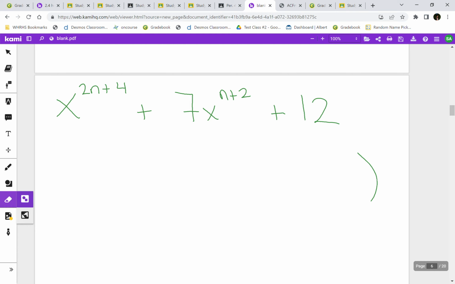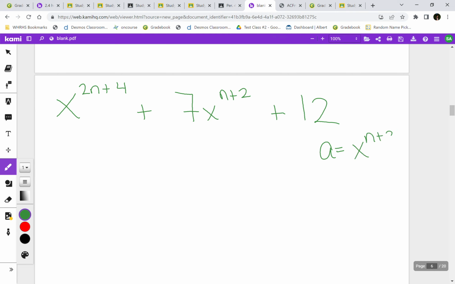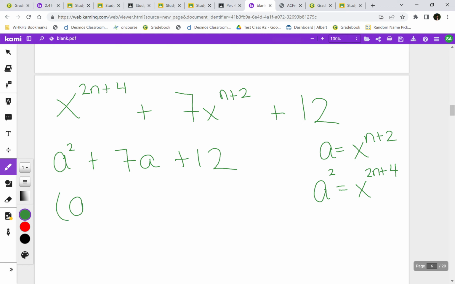So if we're using substitution, we're seeing that one exponent is double the other. So I'm going to let a equal the smaller exponent, x raised to the n plus 2. Then a squared would be x to the n plus 2 times another x to the n plus 2, which is x to the 2n plus 4. So now we have a squared plus 7a plus 12, and I need you to factor. Well, this is very basic factoring, right? Not intimidating at all. This becomes an a plus 3 and an a plus 4.